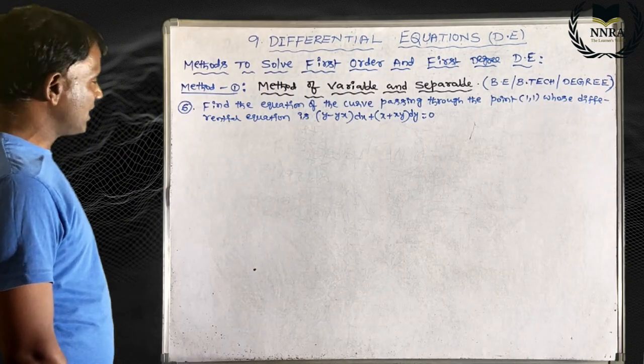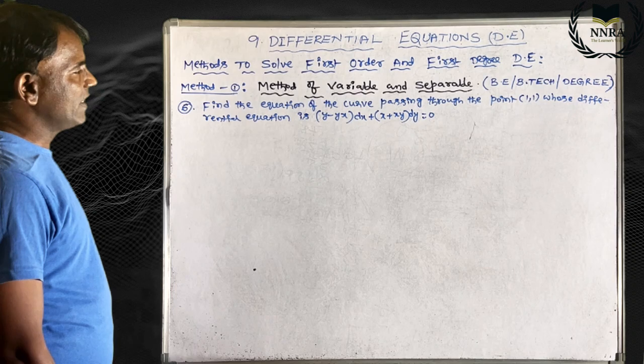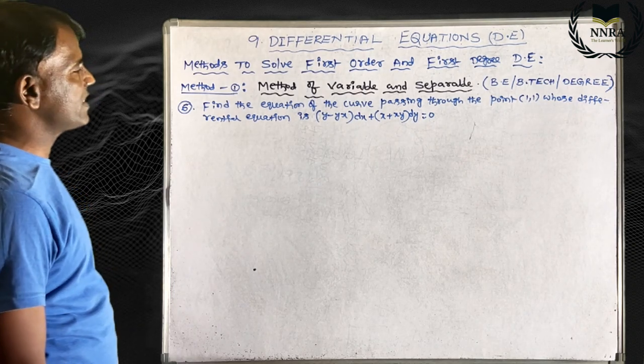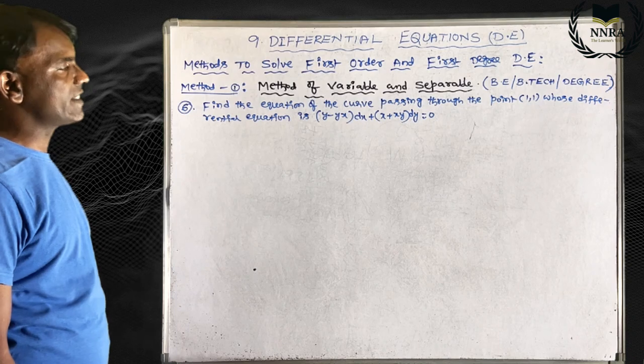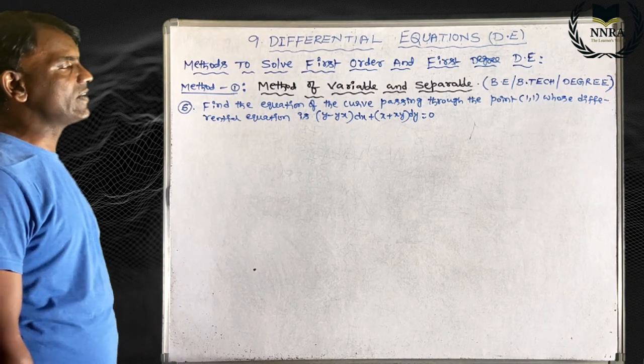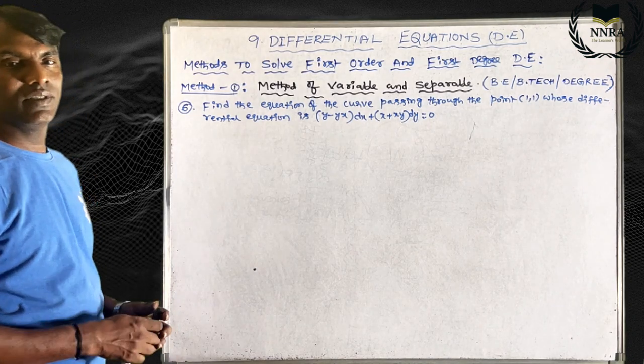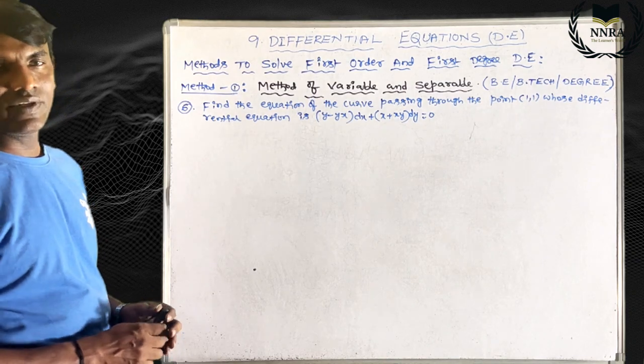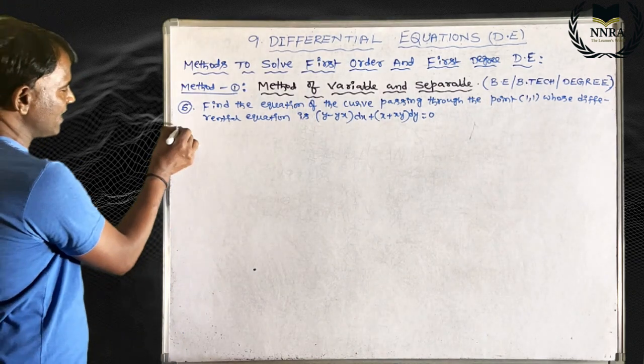Now this is question number 6. Find the equation of the curve passing through the point 1, 1 whose differential equation is y minus yx into dx plus x plus xy into dy equal to 0. This is also method of variable and separable only. Okay. So first we write the given equation.